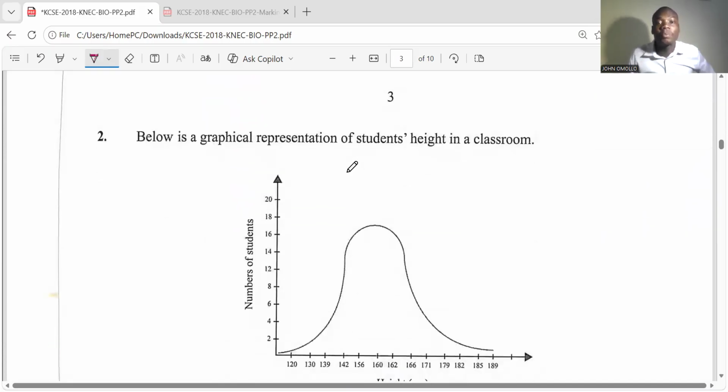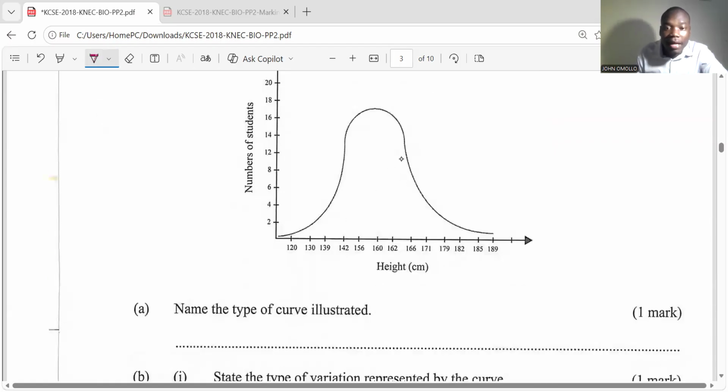Below is a graphical representation of students' height in a classroom. So we have a graph here. Let us see. The number of students are increasing, from 2 to 20. And then we have what here down? We have height. Height is in centimeters. So it means that the height increases from 120 up to 189. This kind of graph that we are seeing here is just a normal distribution curve.